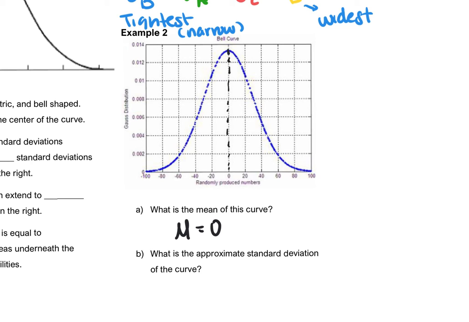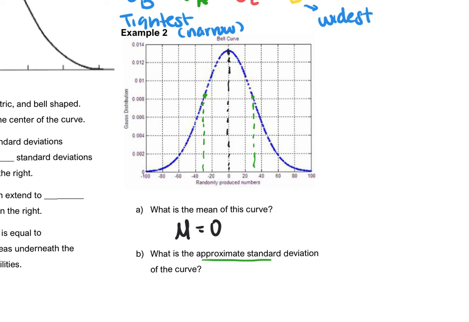The next question is, what is the approximate standard deviation of the curve? The first keyword is the word approximate. So we're not going to get the exact value, but we can get very close to it by using what we know about normal curves. Now, we know the standard deviation should occur somewhere right here. Here's where the first one should occur, and that's because this is what we call the inflection point, where the curve starts to fall. So that's where one of them should occur.